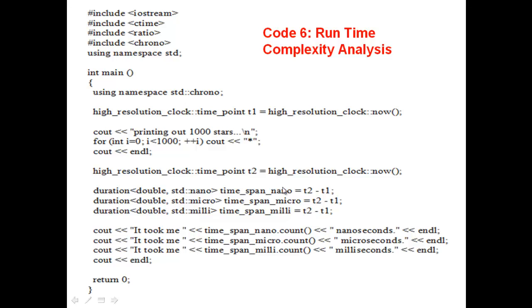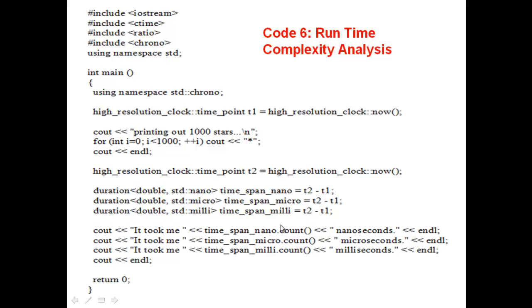And this is some name you could come up with. I just came up with this name, time_span_nano. You could say time_difference or whatever name you want, it doesn't matter. But duration is a built-in class, and this syntax is going to be the same. The only names of the variables or objects that you could come up with are T1, T2, and time_span_nano. Similarly for micro and milli. So you can get the difference in all three time units simultaneously. That's a good feature.